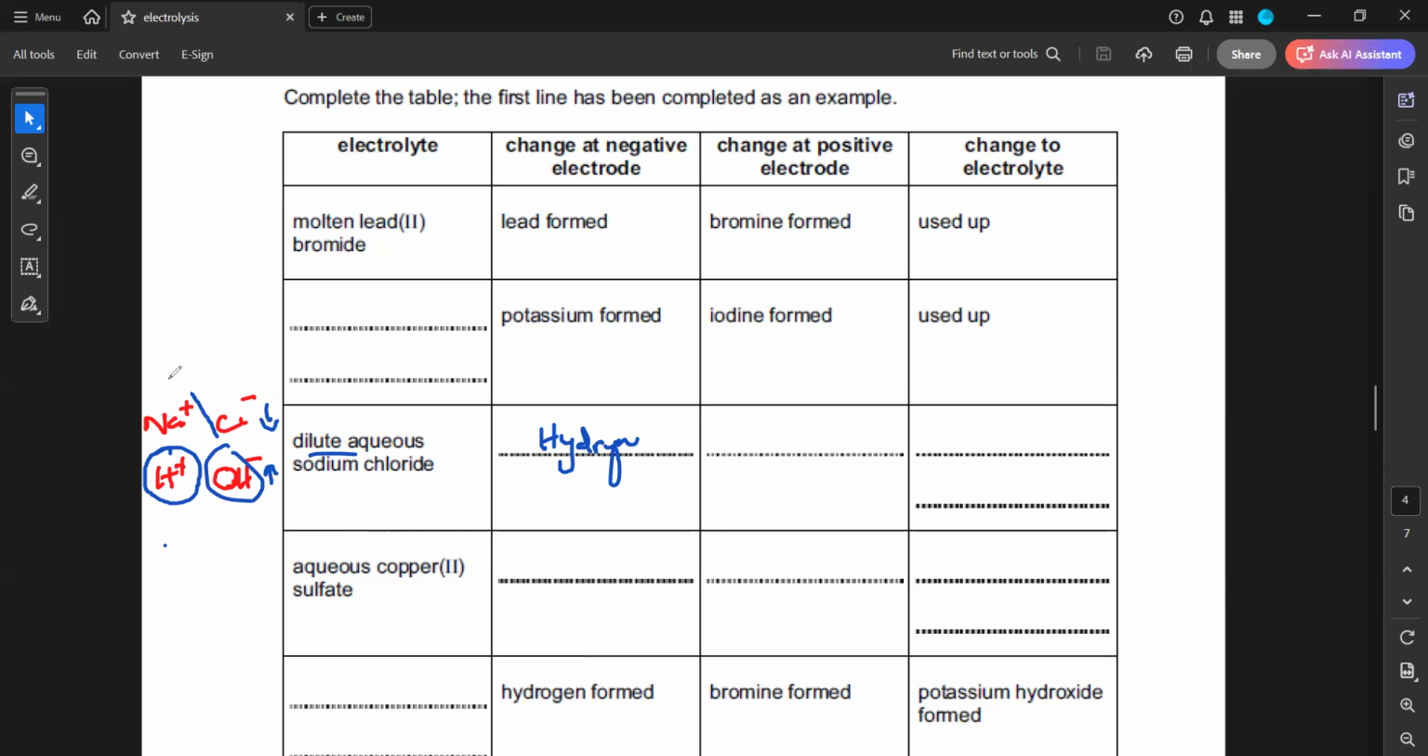When hydroxide ion moves there, what is the product? Oxygen. And what is left behind? The electrolyte: we are left with sodium chloride. But what sodium chloride? Concentrated sodium chloride. Why? Because H is removed and OH is removed, so the amount of water has reduced. That's why it becomes concentrated sodium chloride. Is it clear?